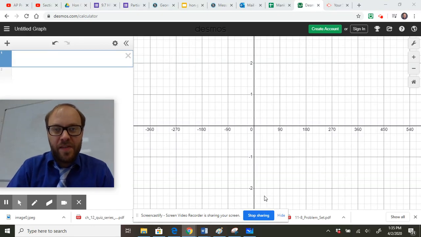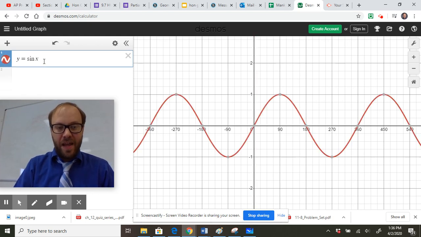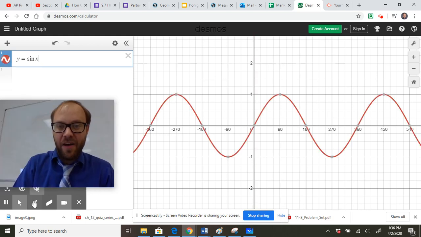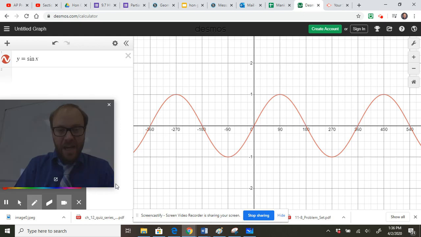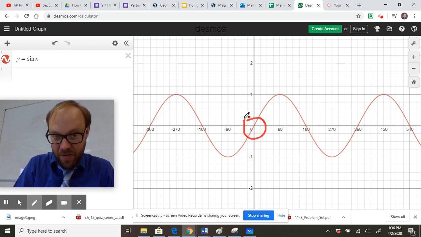Hi, everybody. I want to summarize a couple of the key ideas that I hope you walked away from the Desmos investigation with. First of all, I want to take a look at the sine function, y equals sine of x, and just a couple of key features about the sine function. I want you to note here that the sine function crosses the axis at 0.